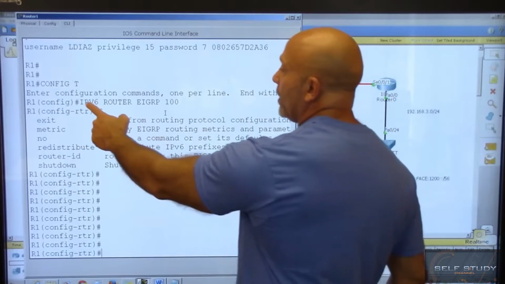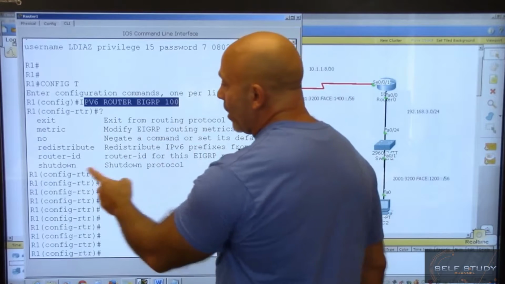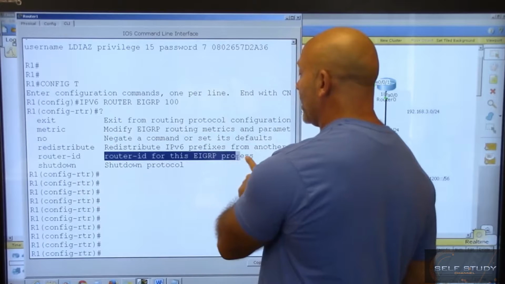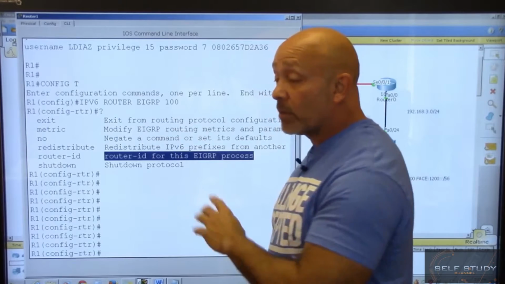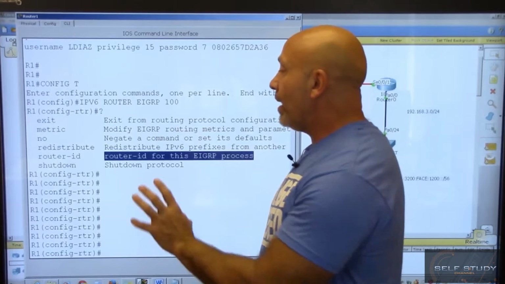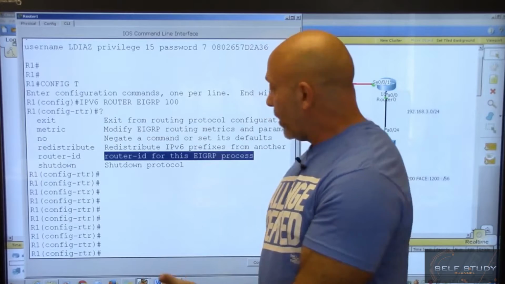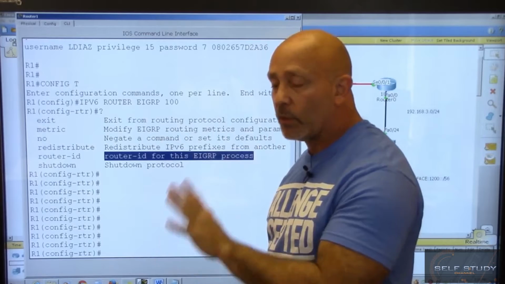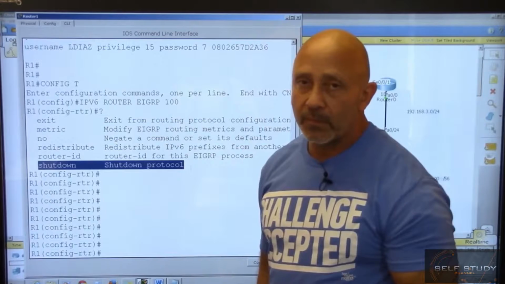All right, so we did the IPv6 router EIGRP 100. We know we're going to use the autonomous system 100. But now we have these two commands on here, router ID and shutdown. The router ID is for this EIGRP process. This is something new. This router ID is based on IPv4 addresses, so you have to use the IPv4 address format, and it is for the protocol instance. That's what it's called, a protocol instance, a process for this particular EIGRP. You must put it in there, and then you must turn on the protocol.